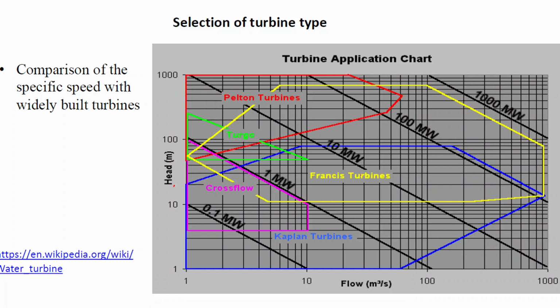In this yellow region, if our given specifications come under this area, then the Francis turbine will be used. If it comes under this green area, then the turgo turbine will be used. In the red area, the Pelton turbine will be used. In the blue area, the Kaplan turbine, and in pink, the cross flow turbine will be used. So using this chart, based on the specifications given in the question or our application, we can easily determine which kind of turbine will be the most suitable one.